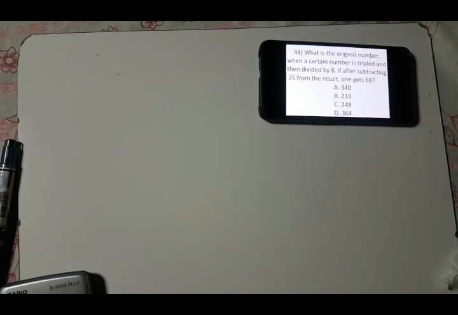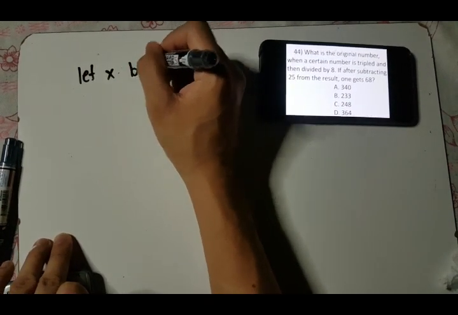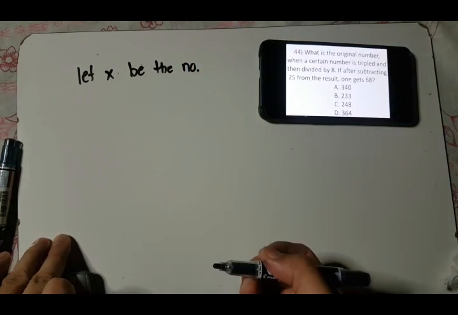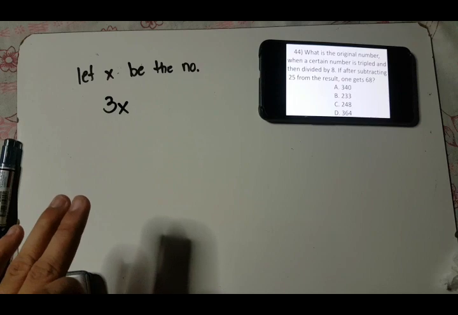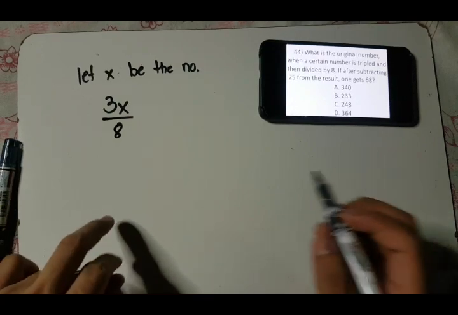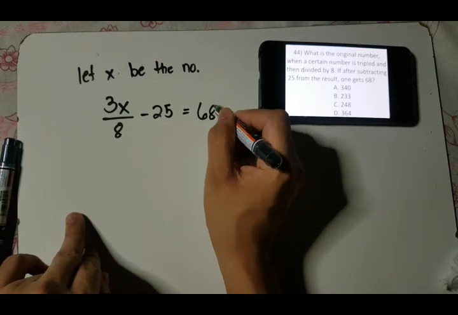Next question. What is the original number when a certain number is tripled and then divided by 8 if after subtracting 25 from the result, one gets 68. So, ilet natin yung x as a number. Let x be the number. So, sabi sa problem, si number daw na ito, si x, triniple daw siya. So, 3 times or thrice as x. Okay? Then, dinivide kay 8. So, after daw, sinubtract siya kay 25. And ang nakuha is 68.